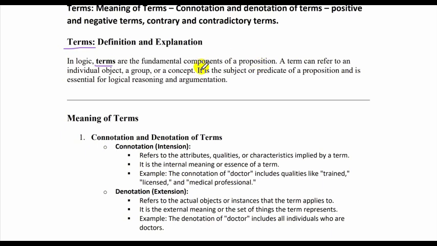So terms are fundamental components of a proposition. So they are a part of proposition. A term, what does it refer to? So a term refers to individual objects, either an individual object, a group, or a concept. It could be anything. It is the subject or predicate of a proposition and is essential for logical reasoning and argumentation. Now, what is subject?